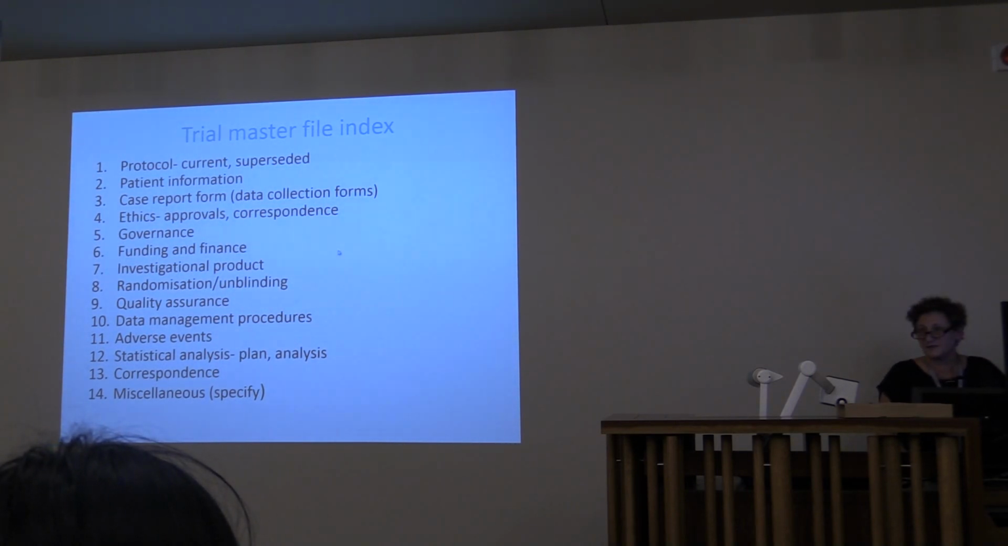That there's sufficient funding and finance, so I need to see those documents. Again, the IP, if there is one, the information with regard to that. The randomisation and unblinding, which I've just spoken to. Quality assurance is standard operating procedures, which I'm sure you're all familiar with. We all need SOPs so that we get consistency across the board. Data management procedures, so that's the actual processing of the data that you'll be collecting. Adverse events, as I've talked about, the statistical analysis plan and the analysis of the data once you've collected it, and any correspondence, general or miscellaneous.